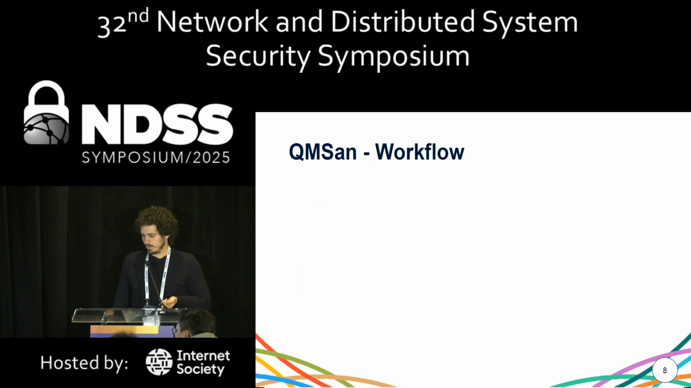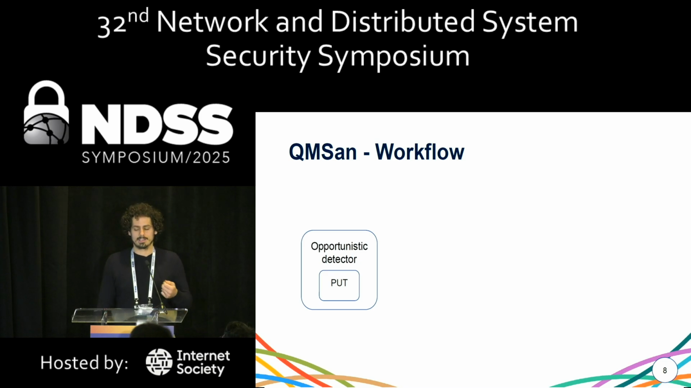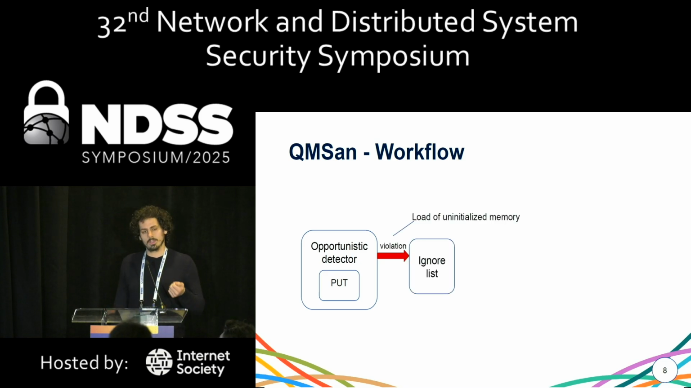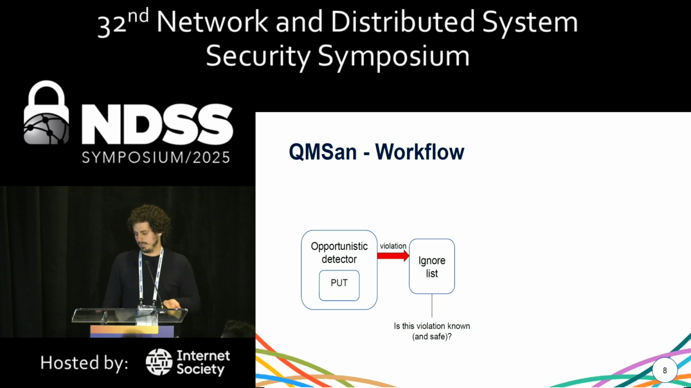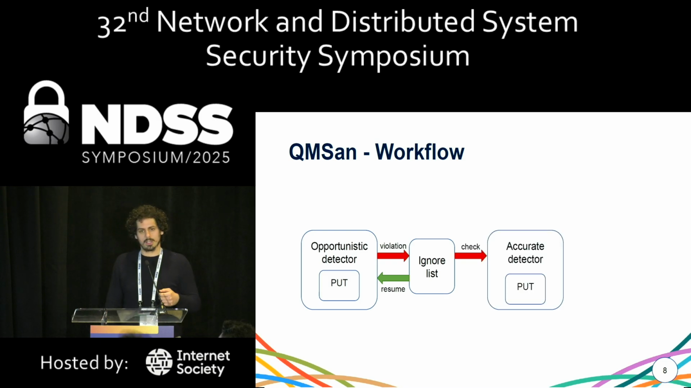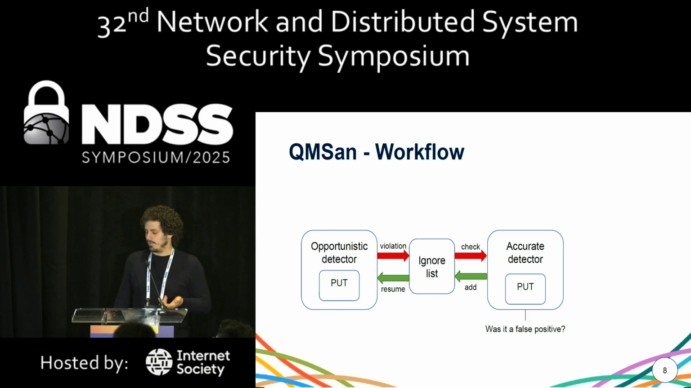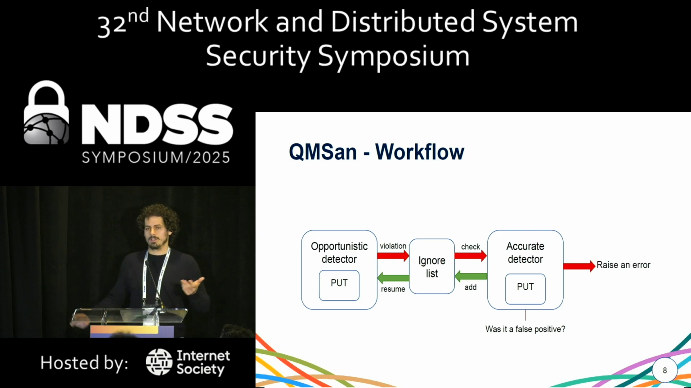Now, QMSan's workflow is as follows. We run the program under testing inside the opportunistic detector, and whenever we detect a load of uninitialized memory, which we call a violation, we check it in an ignore list to see if this violation is already known and then safe. If it is, we can resume the execution as if nothing happened. Otherwise, we have to check it with the accurate detector, which means that we are going to replay the execution inside the accurate detector. And the accurate detector will tell us if this was a false positive or not. If it was a false positive, then we add the violation to the ignore list and we keep going with the fuzzing. Otherwise, we raise an error because we successfully detected a UUM error.